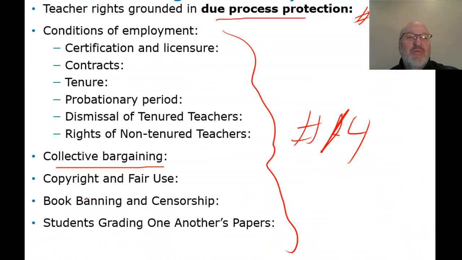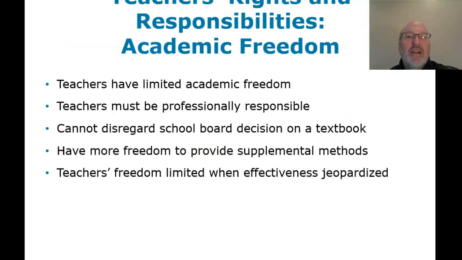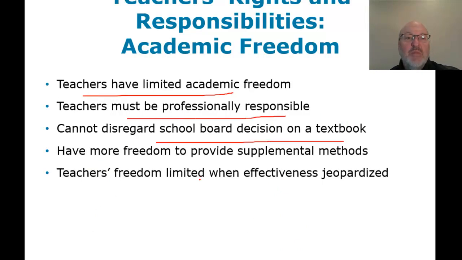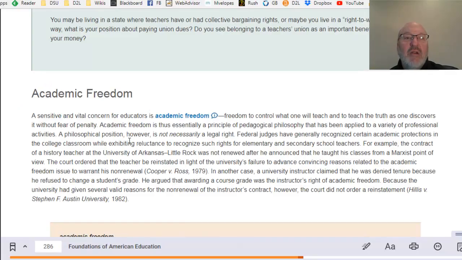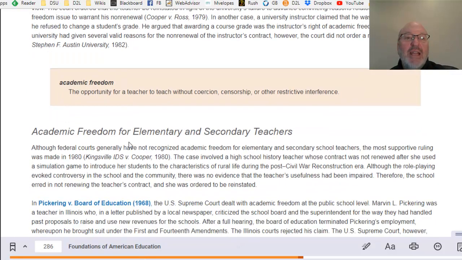And then academic freedom. We give you a whole thing on academic freedom here. Teachers have limited academic freedom, must be professionally responsible, and cannot disregard decisions on textbooks. Lots of things happen on textbooks. They have more freedom to provide supplemental methods, but teachers' freedom is limited when effectiveness is jeopardized. So you can have your freedom, but it better not jeopardize your ability to teach or be disruptive. And so I'm going to say to you, for the most part, you have limited or no academic freedom.